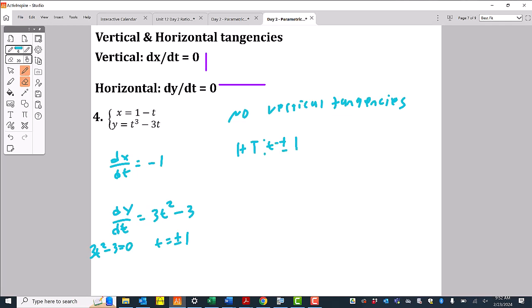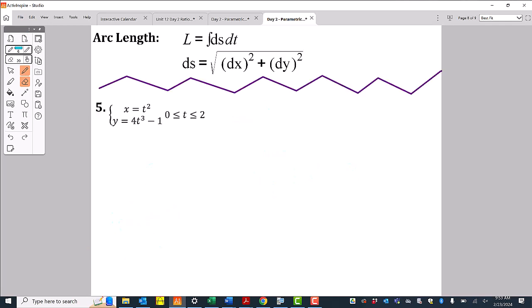The issue is, we might also want the point, so we'll also find the coordinate point for this. So we plug in positive 1, and we get 0, comma, negative 2. We plug in negative 1, we get negative 2, comma, positive 2. So we have horizontal tangencies at 0, negative 2, and negative 2, 2. Last thing we're going to look at is arc length.